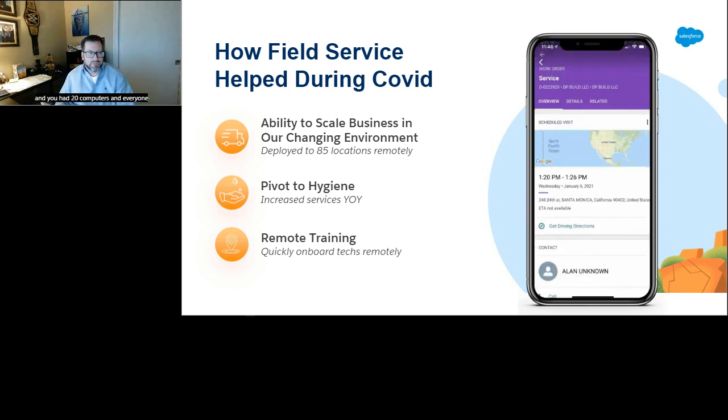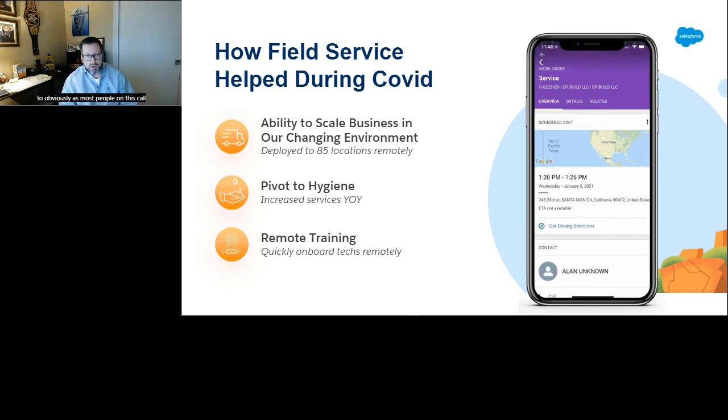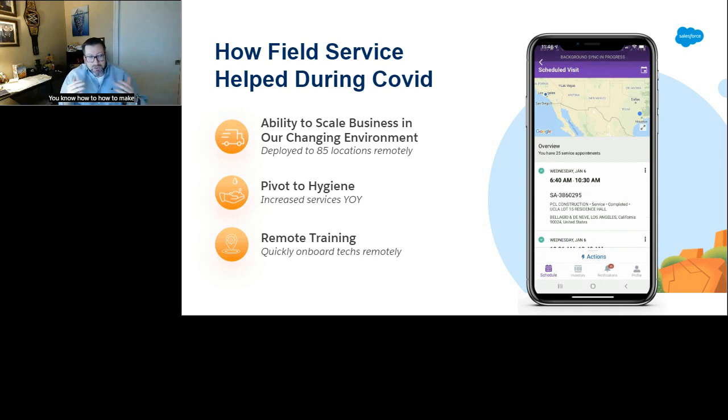Gone were the days of going to a hotel conference room with 20 computers where everyone learned how to do something, right? We couldn't just do that anymore. So, as most people on this call, we had to become Zoomers and figure out exactly how to make sure this works properly in a virtual world.